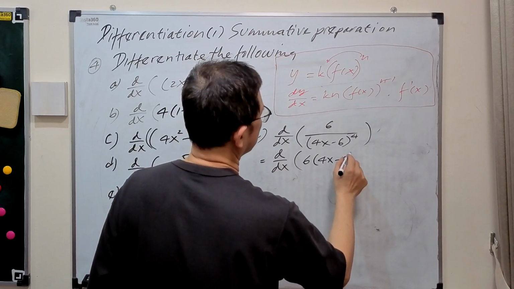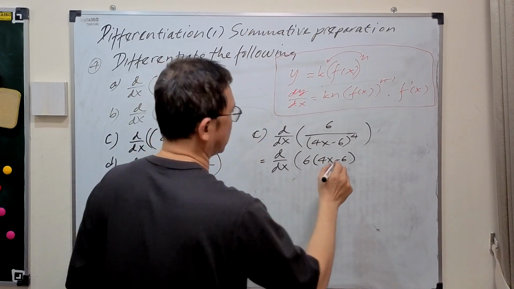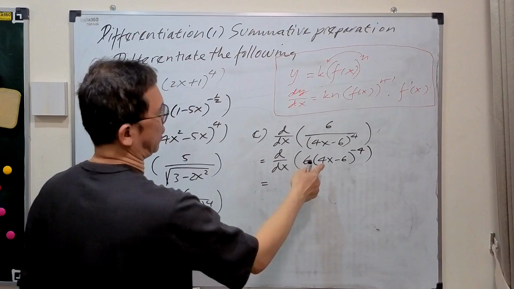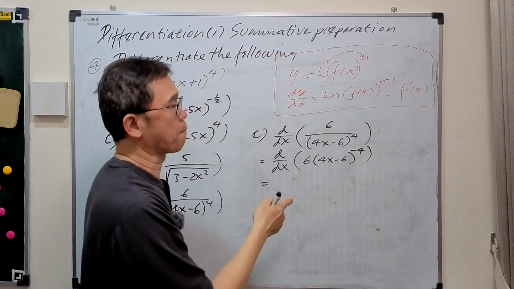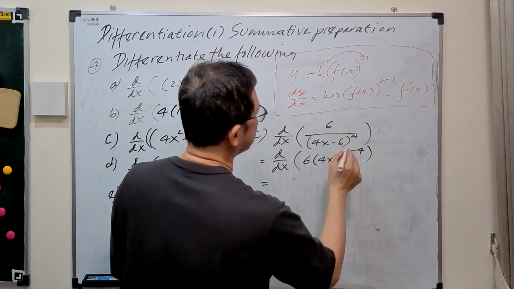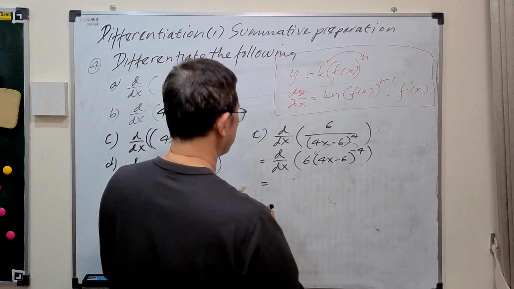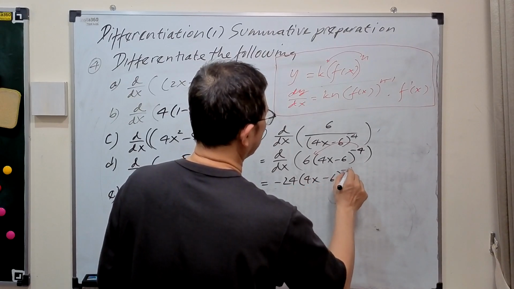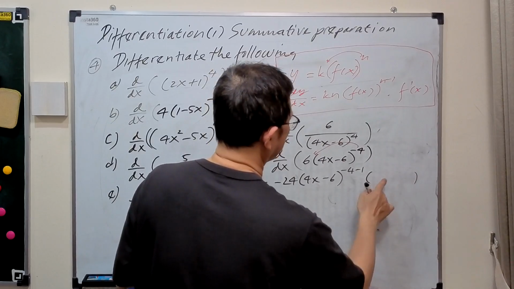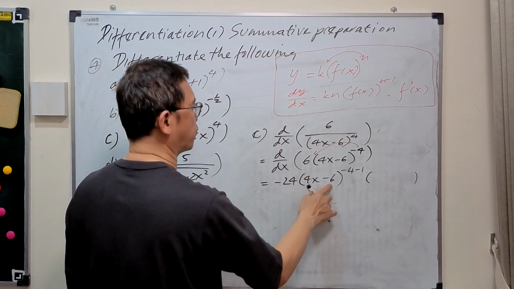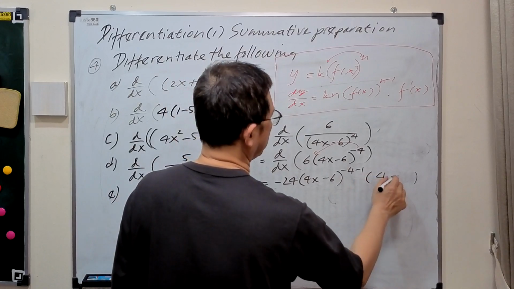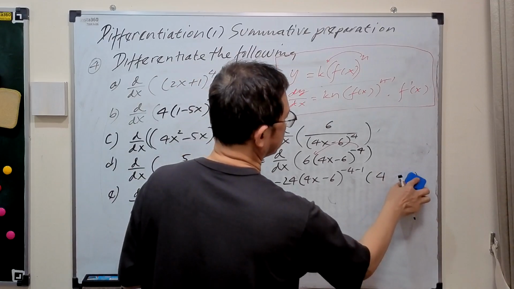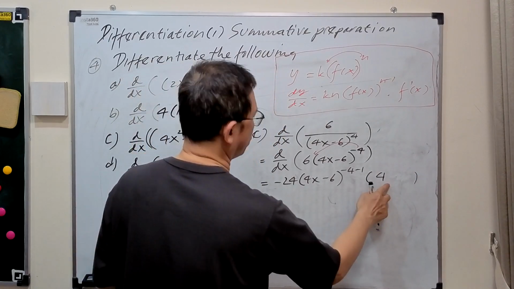4x minus 6 to the power of what? Yes, negative 4. Is it the same as this form? Yes, same. Now, you can multiply the negative 4 to 6. This will be negative 24 times 4x minus 6 to the power of negative 4 minus 1. Then continue. Find the derivative of 4x minus 6. The derivative of 4x is 4, the derivative of 6 is 0. The 0 right here, no need to write. So you treat like this is 4.